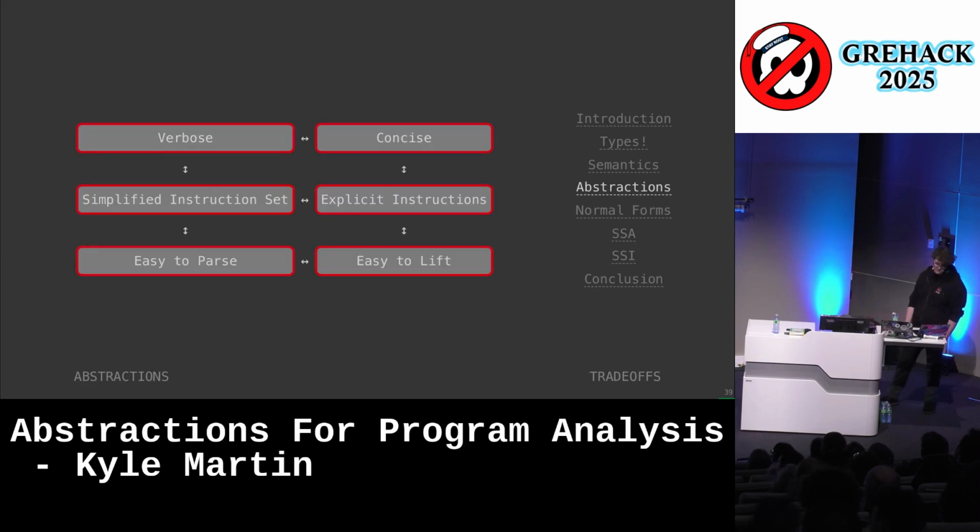So changing our semantics or semantic scope is exactly what we're doing when we're changing between abstractions, and it allows us to answer questions that were previously impossible. But when you're choosing an abstraction, there are some trade-offs.